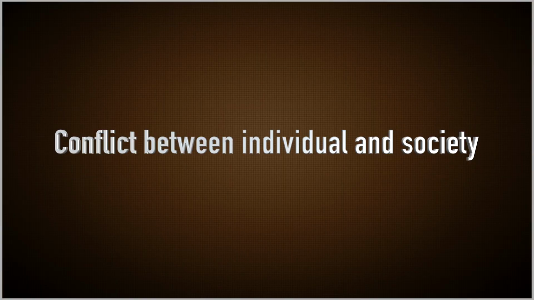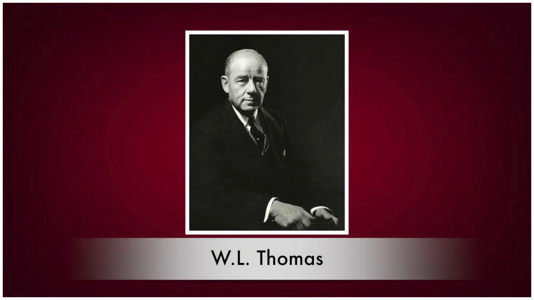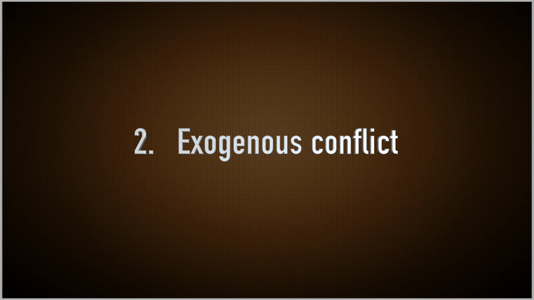Third, it is between the individuals and the society. What is good for society is not necessarily good for individuals, for often there is a basic conflict between the interest of the two. W.I. Thomas has argued that the evolution of the individual personality is a result of a continuous struggle between society and the individuals. The other type of conflict is exogenous conflict.